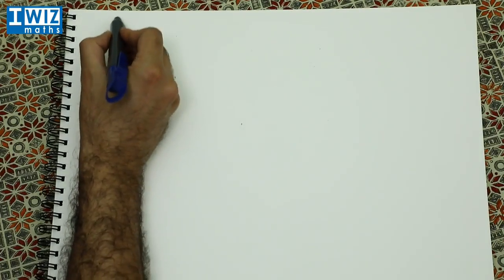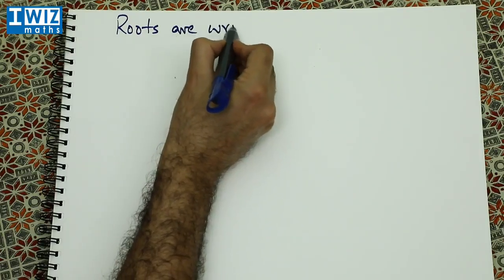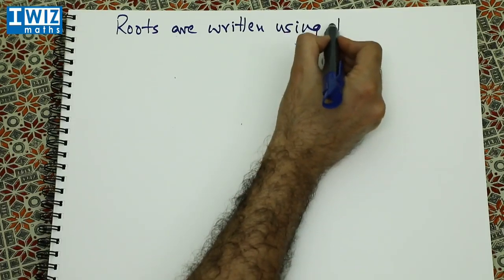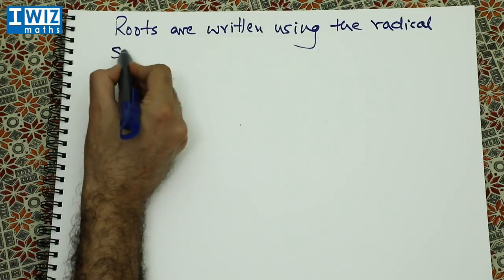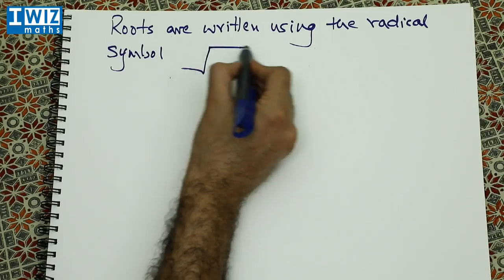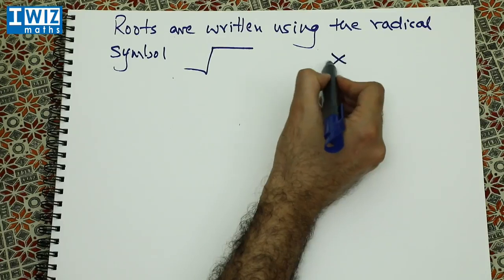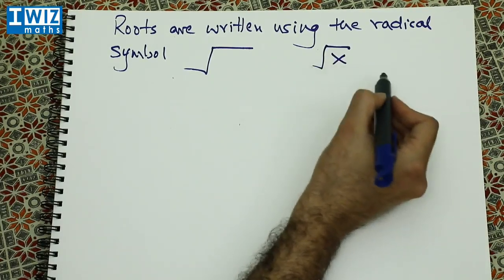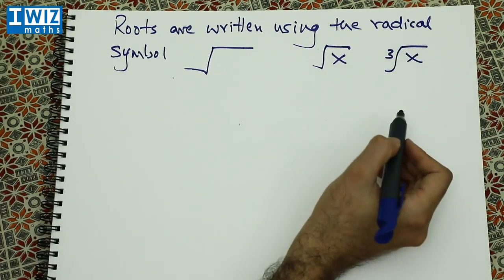Let's recall that roots are written using the radical symbol. So the radical symbol is written in this way. You'll be familiar with the square root sign, so that's the square root of x, or we can have the cube root of x.